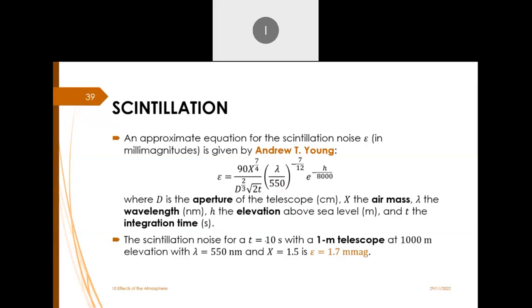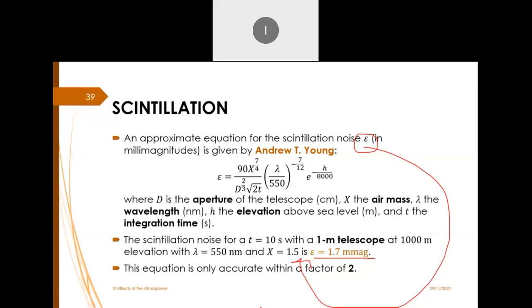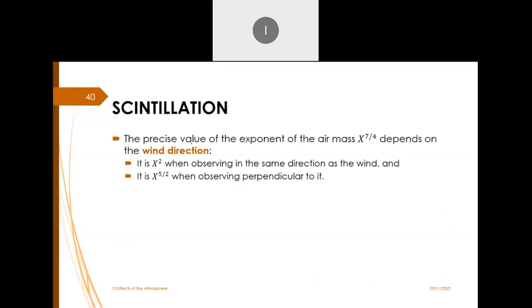So the scintillation noise for T equals 10 seconds with a 1 meter telescope is 1.7 mmag. They calculate this by substituting the information into this formula. The precise value of the exponent of the airmass depends on the wind direction.